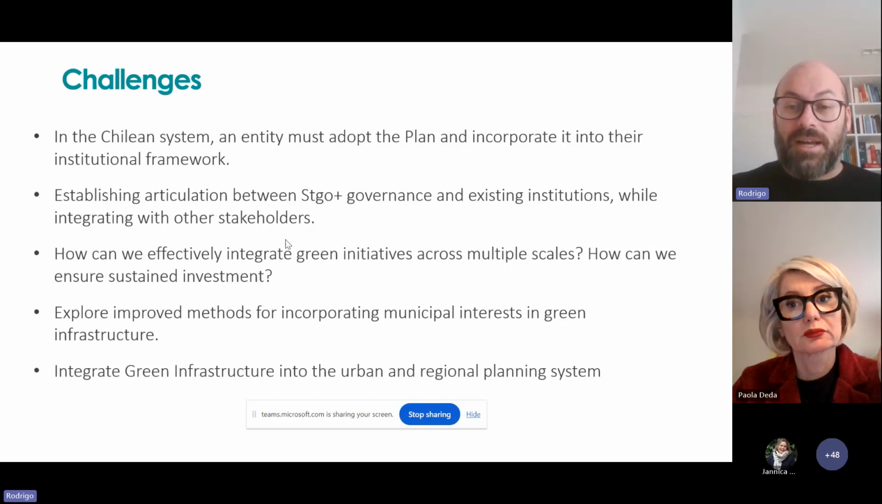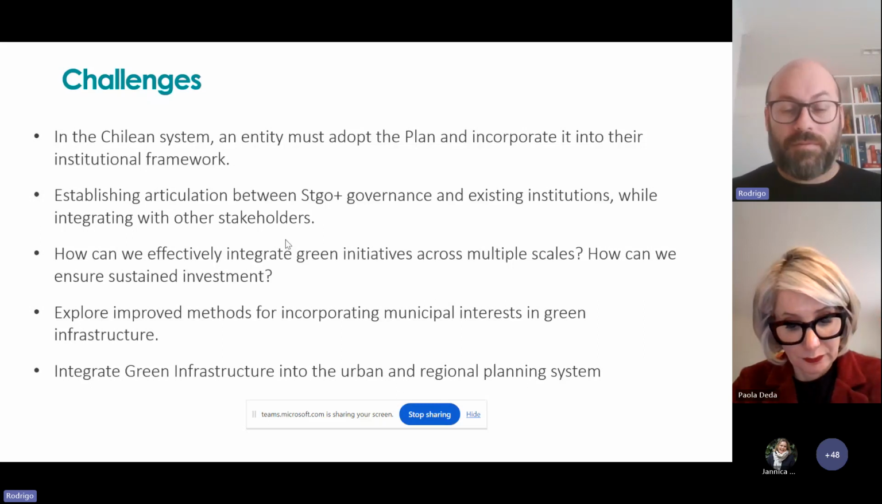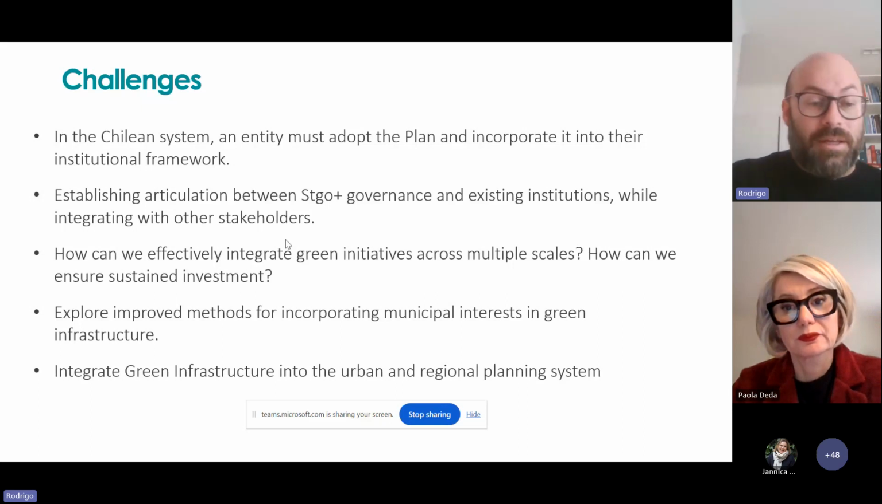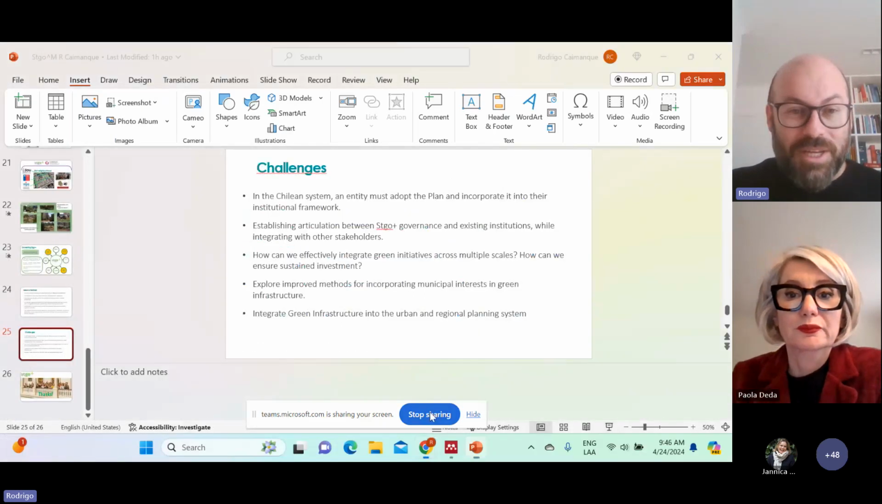And this leads us to the final challenge, which is how green infrastructure as a concept can be included in the urban and regional planning system, which is more like a normative instrument. How we fit and include green infrastructure into this instrument remains a key challenge in order to secure the importance of this concept and this kind of initiatives. So I finish with this. Thank you very much, and I'm sorry that I extended some extra minutes.